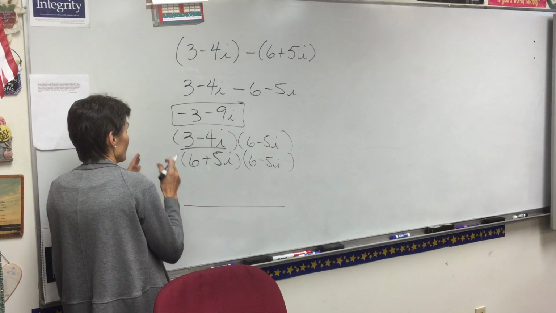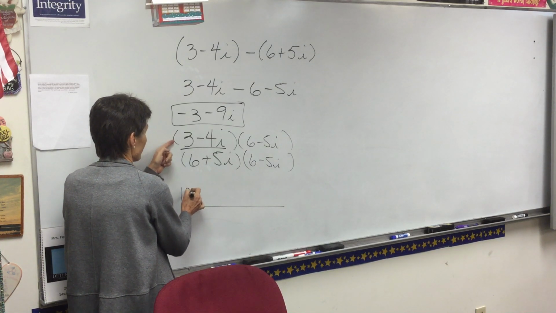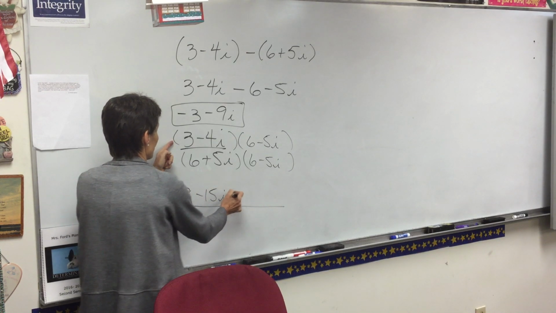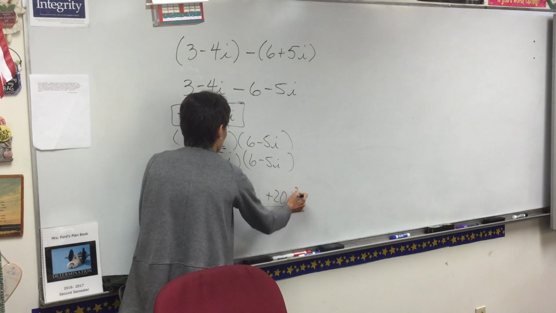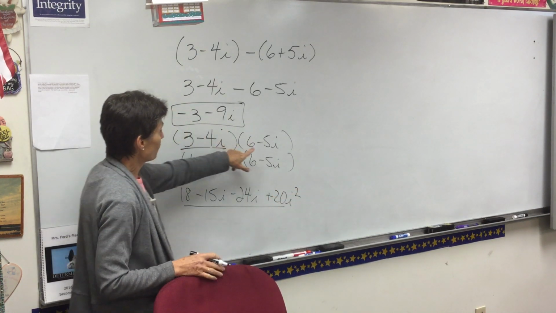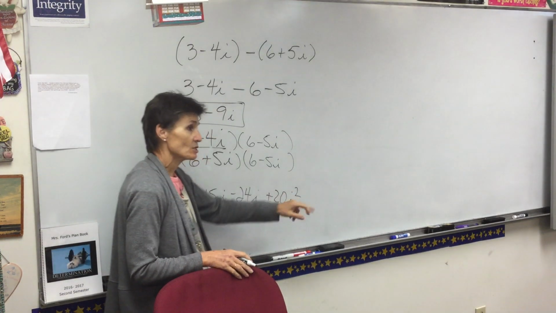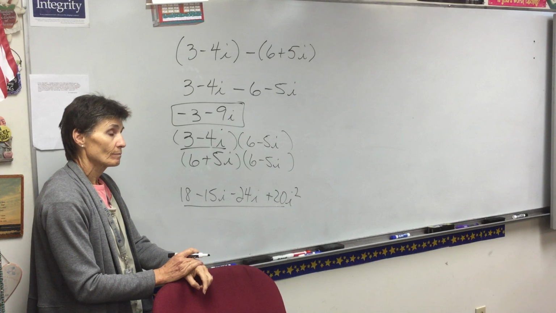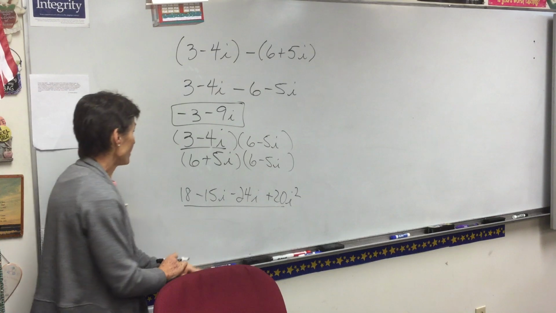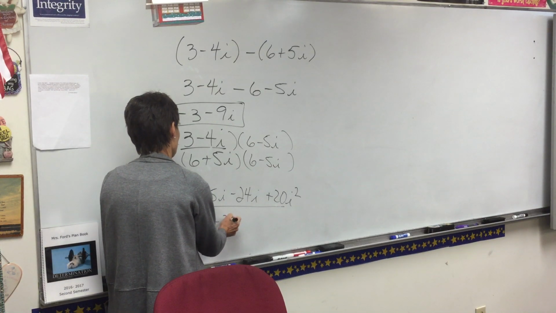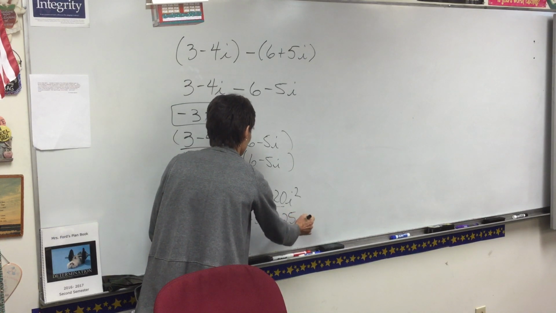So on the top, we're going to do first, outside, inside, last. So first, outside, inside, last. Now when you multiply a -4i times a -5i, you get a positive 20i squared. I know we're going to change that in a minute, but that's what you get. And then on the bottom, first, outside, inside, last. There we go.